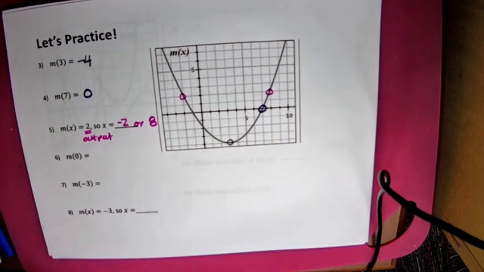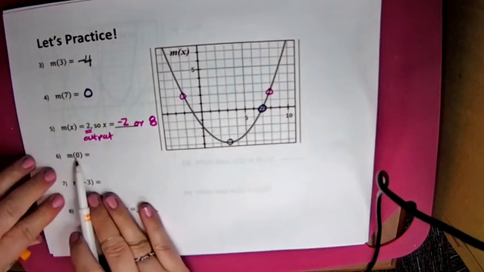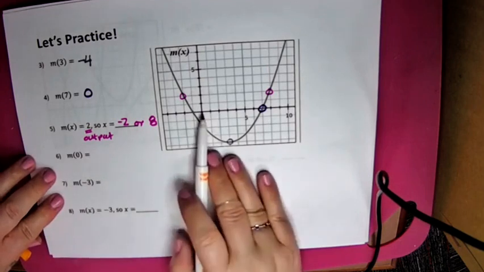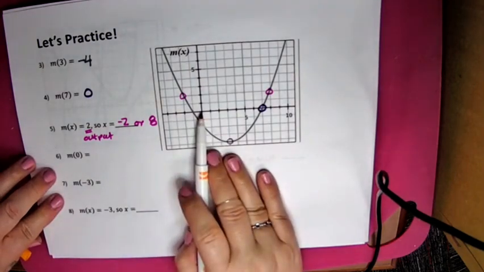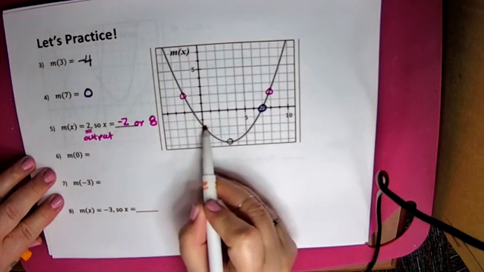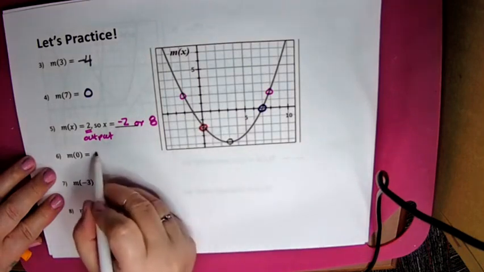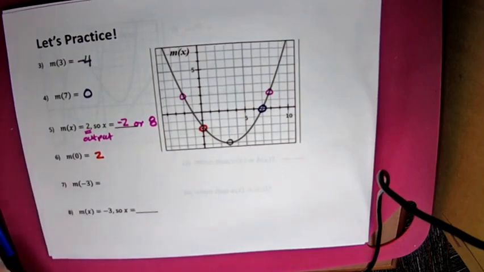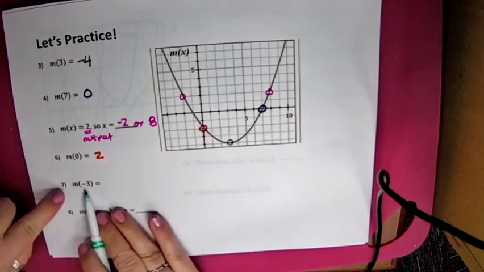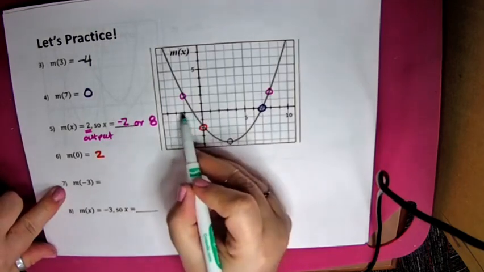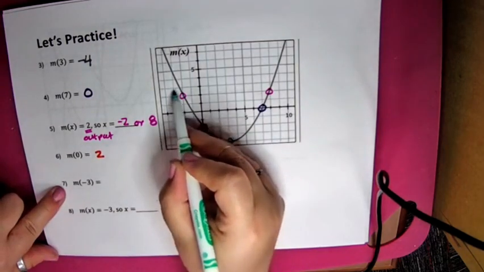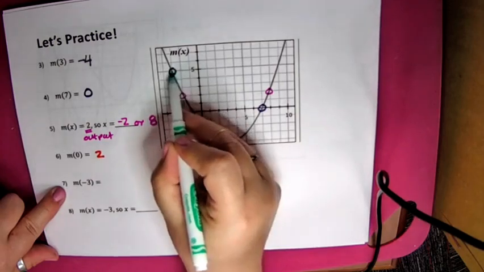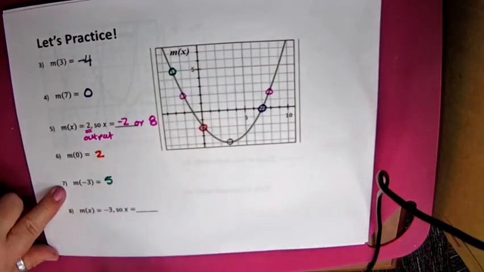Okay, so let's keep playing that game. This is my input, 0. So on my x-axis, I'm at 0. Where is my graph? Oh, it's straight down right there at 2. One more time. Let me see if I can rustle up a different color. Here's green. My input was -3, so 1, 2, 3, backwards 3. My graph, it's way up here at +5.